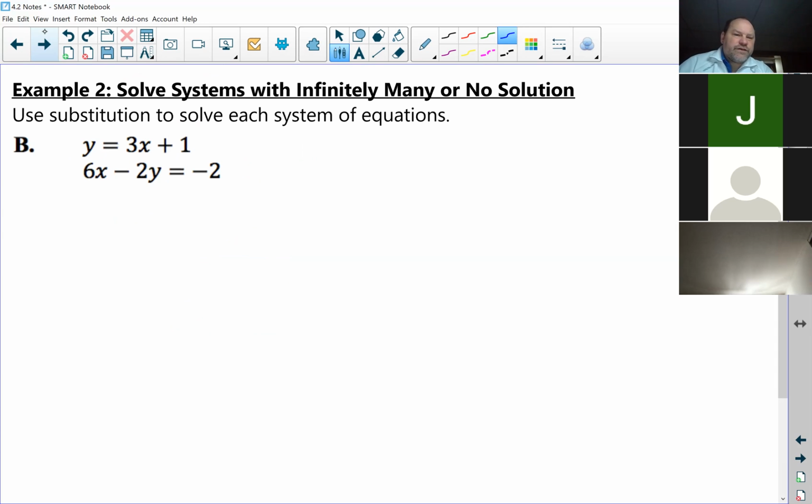Same thing here, using substitution. y equals 3x plus 1. 6x minus 2y equals negative 2. So I'm going to take the 3x plus 1 and substitute that in for y. Everything else in that second equation stays the same.